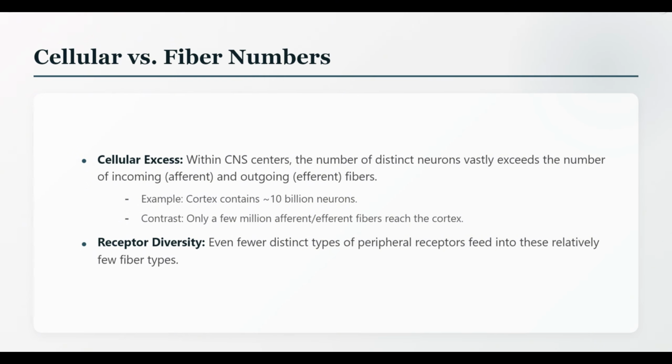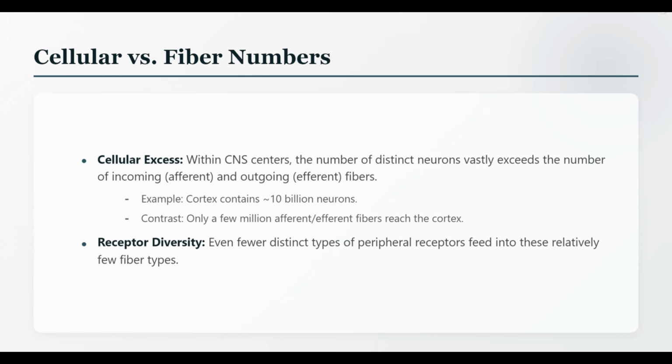Now here's a mind-boggling number crunch. Inside these central processing hubs, the number of individual neurons is massively larger than the number of input and output channels. We're talking orders of magnitude. Take the cortex again. Estimates suggest around 10 billion neurons packed in there. But how many distinct fibers carrying signals directly into or out of the cortex? Maybe just a few million. It's like having a city full of people, but only a handful of roads leading in and out.